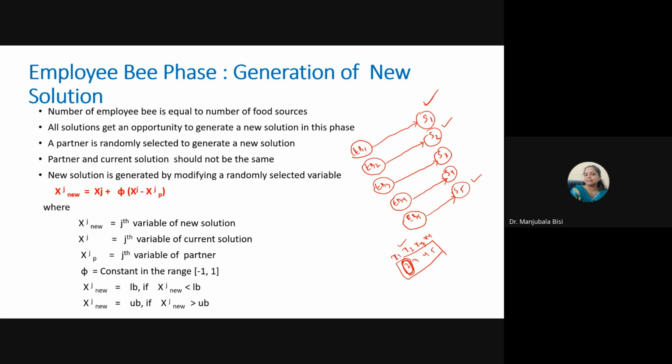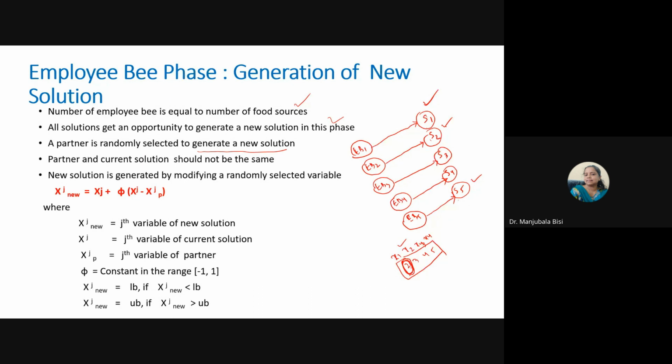As I told, the number of employee bees equals the number of food sources. So here 5 food sources or 5 solutions are there, and we have 5 employee bees. All solutions get an opportunity to generate a new solution in this phase. That's why every employee bee is associated with an individual solution. We are giving equal opportunity to all the solutions to undergo some changes. So how do we make the changes? For that, a partner is randomly selected to generate a new solution.